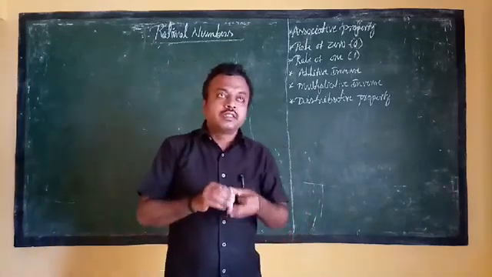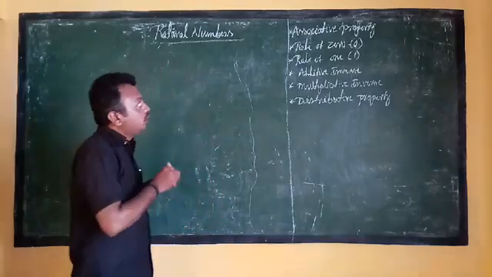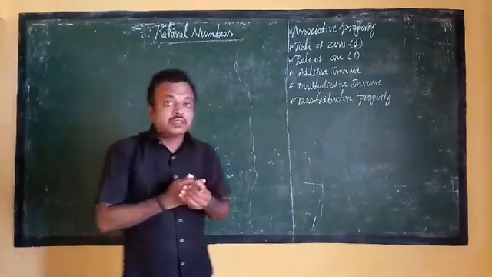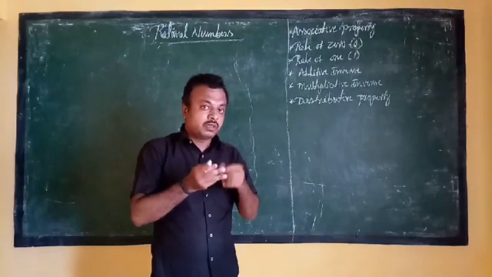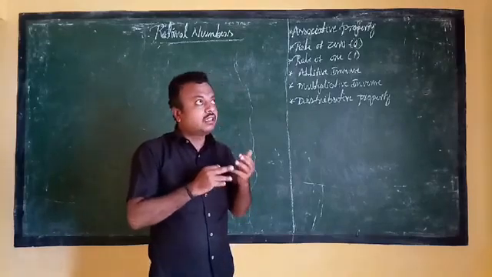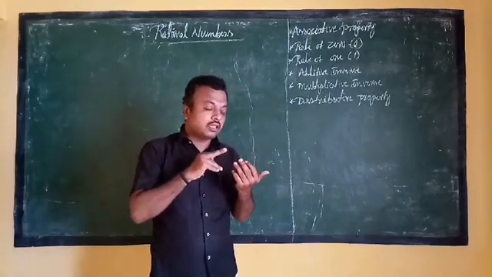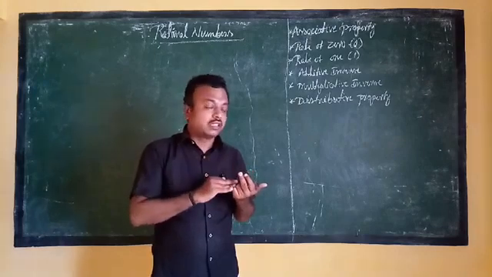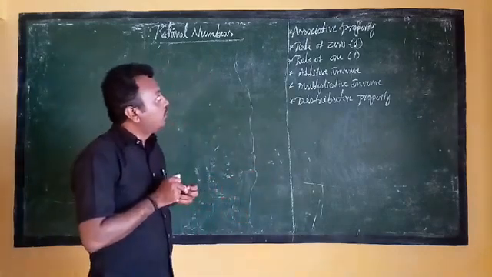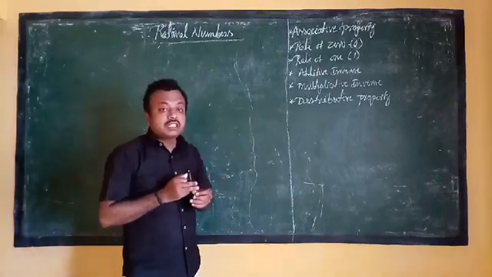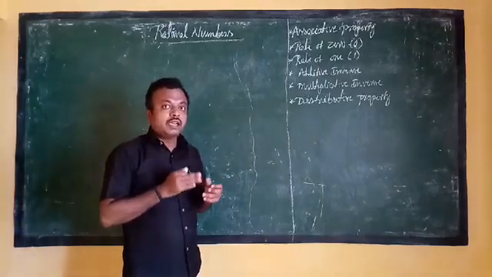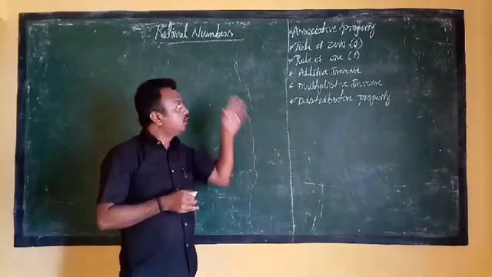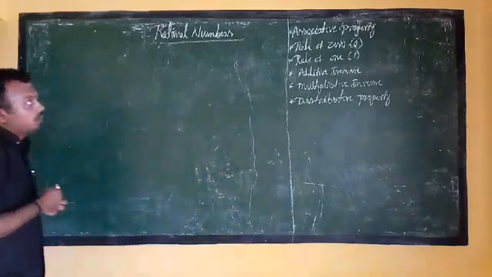Dear students, today we are going to learn rational numbers. We discussed the properties of rational numbers in the last classes, the closure property and the commutative property. Today we are going to discuss the associative property and the distributive property. Shall we discuss the associative property?